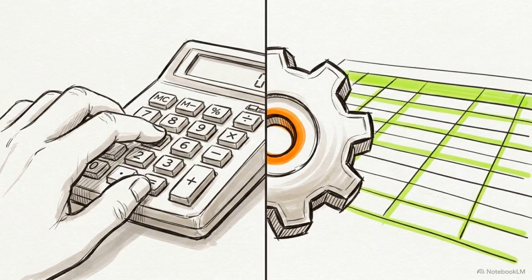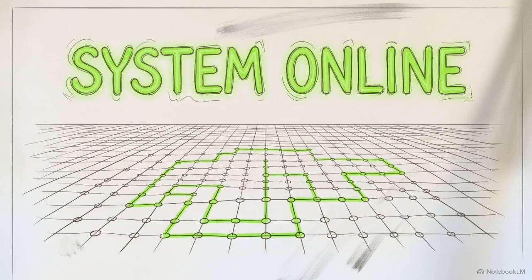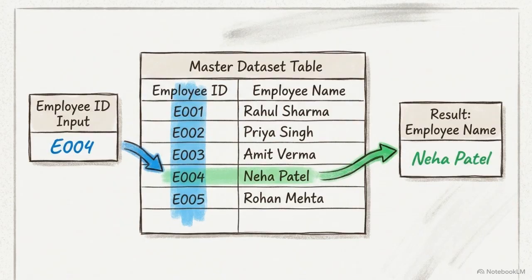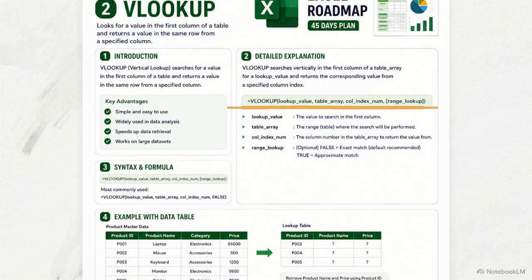Transitioning your workflow from manual data entry to these core functions is the point where you stop typing out records and start building an automated analytics system. Step 1 is getting our system to retrieve information on its own. Our first objective is to pull an employee's name automatically from a master data set, using nothing but their employee ID number. This syntax box outlines VLOOKUP. It searches vertically down the first column for the ID, then scans right to return the name.